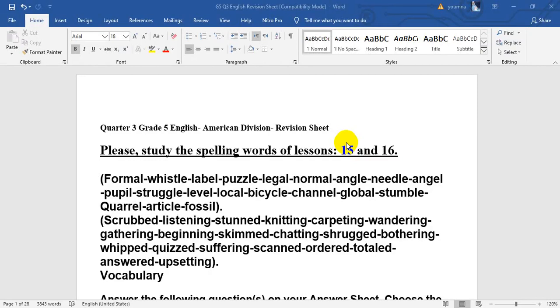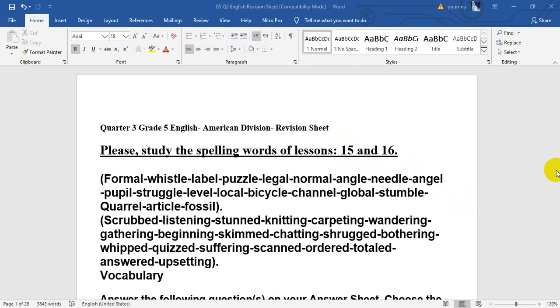Today we are going to start to revise and answer together the third quarter English revision sheet. Okay? So, please study the spelling words of lessons 15 and 16. I will remind you and read them for you.